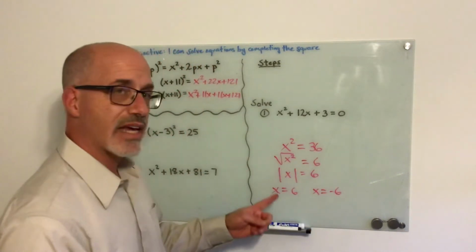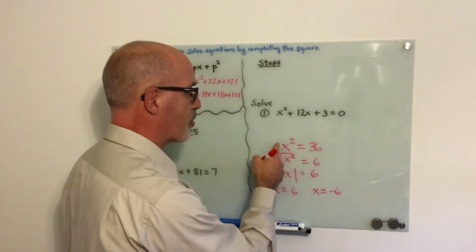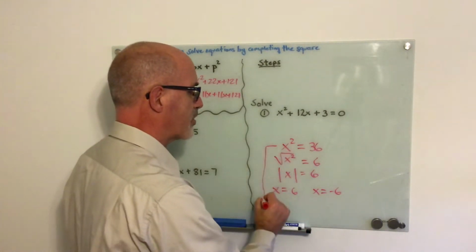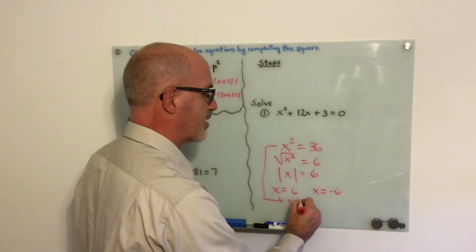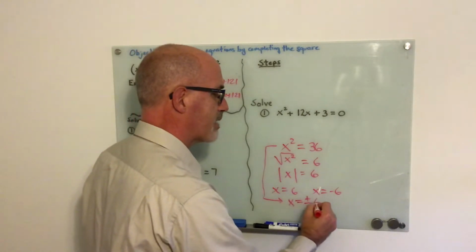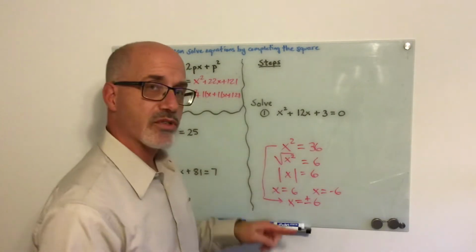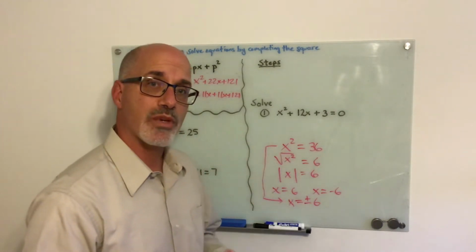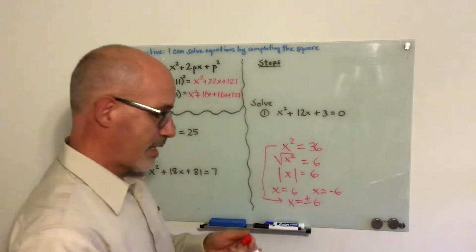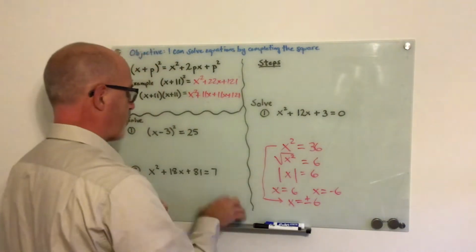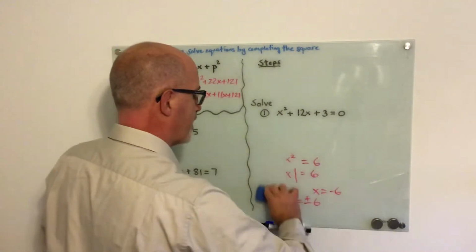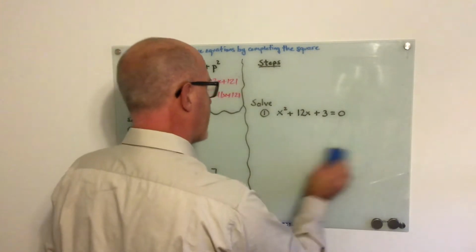Because of that, we oftentimes go straight from here, take the square root of both sides and say x equals plus or minus 6. So we go straight past the absolute value step, but that's where the plus or minus comes from. Let's go ahead and do that over here with these problems. Let's solve these, and then we'll come back and do some completing the square.